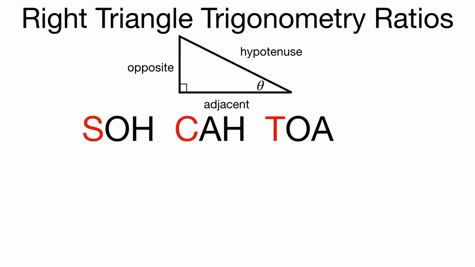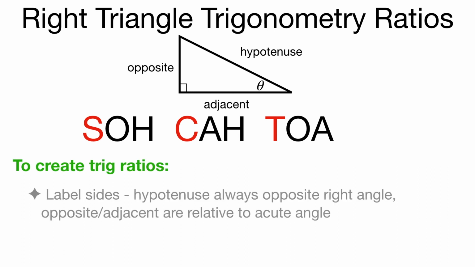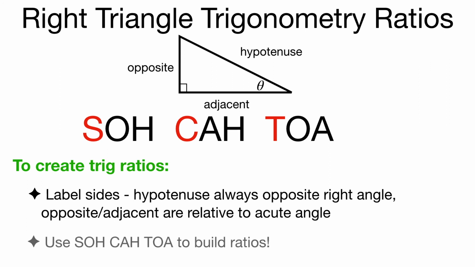But if you can do that, just remember SOHCAHTOA. To find these trig ratios, first label the sides, hypotenuse always opposite the 90, and then be careful with opposite and adjacent relative to the acute angle you're interested in, and then just use SOHCAHTOA.